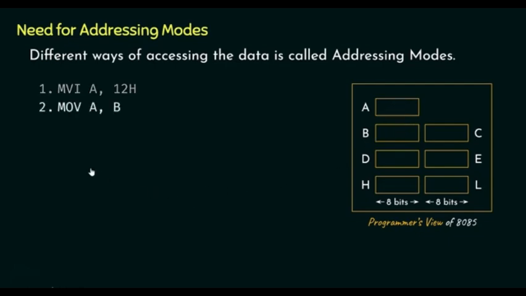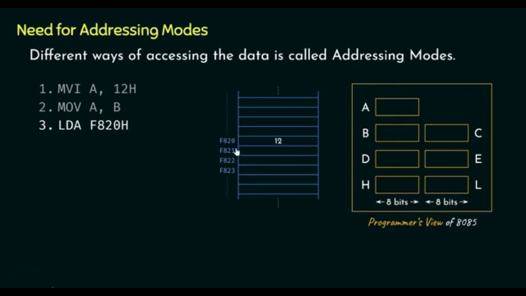Now consider another instruction, MOV A,B. Say within the register B, we have got the value 12H. Now the execution of this particular instruction will copy this data 12H and will place it within the accumulator register, correct? Now consider another instruction, LDA F820H. Let's suppose within the memory location F820H, we have got the data 12H. Therefore, the execution of this instruction will also load the value 12H within the accumulator register.